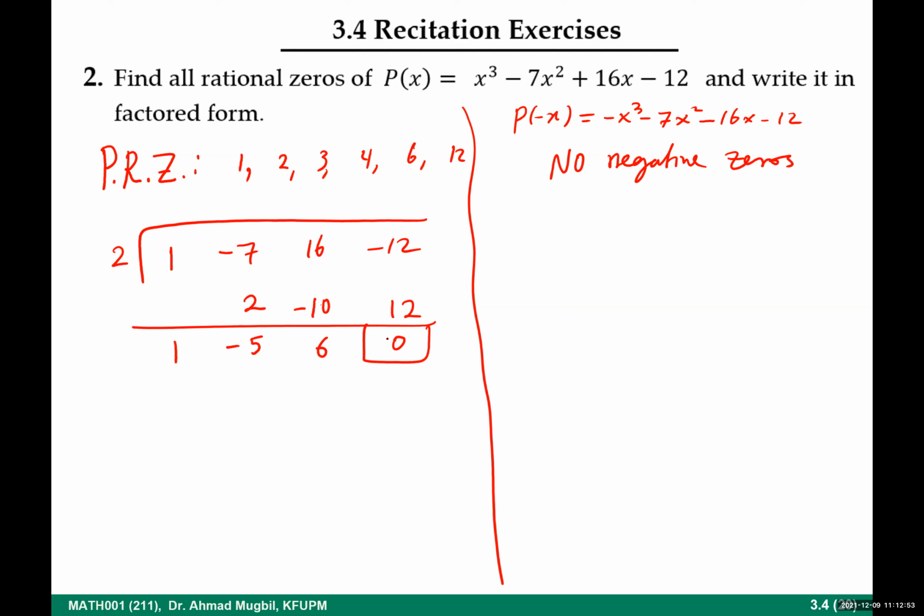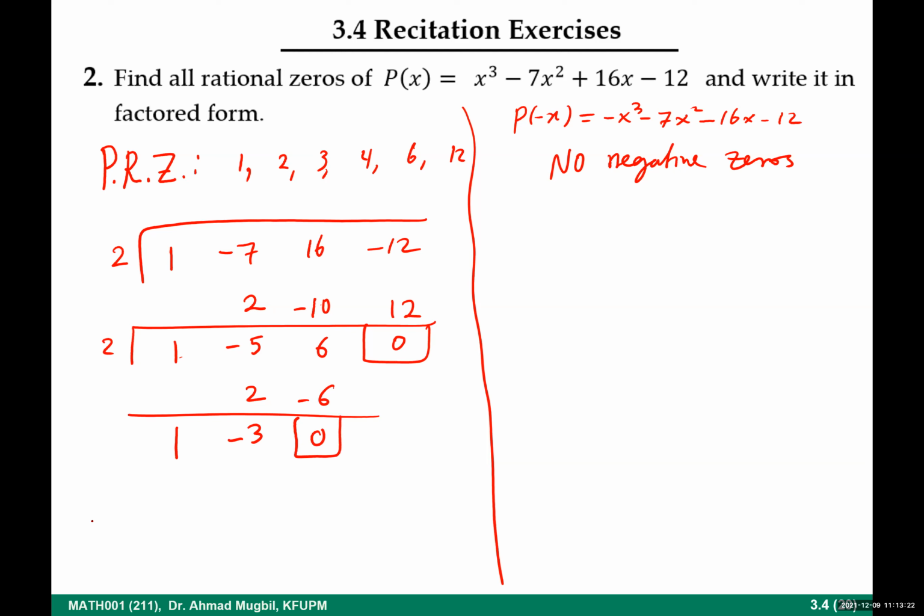Now we are done, but you can try 2 again, because 2 might be a zero of multiplicity 2. So it's okay to try 2 again. Bring 1 down. Now you can factor, because this is of degree 2. So this will be 2, this will be -3, this will be -6, this will be 0. It is a zero again. So it is a zero of multiplicity 2, and we have the last factor.